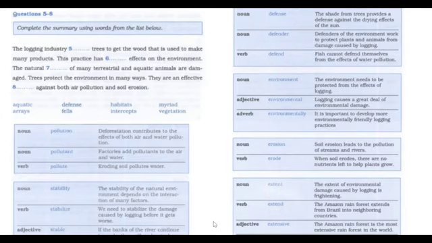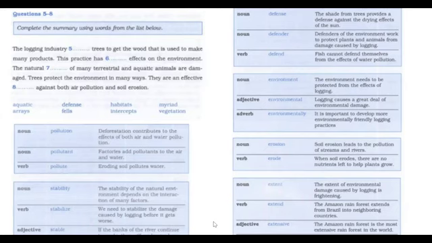Defense. Okay. All right. Next one, Aidana. Noun, environment. The environment needs to be protected from the effects of logging. Adjective, environmental. Logging causes a great deal of environmental damage.